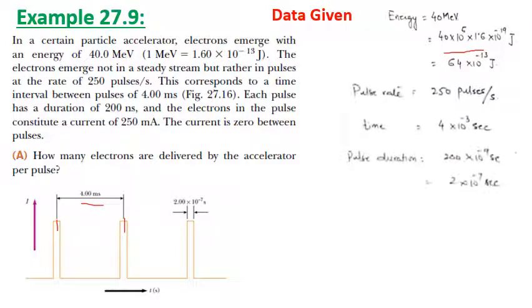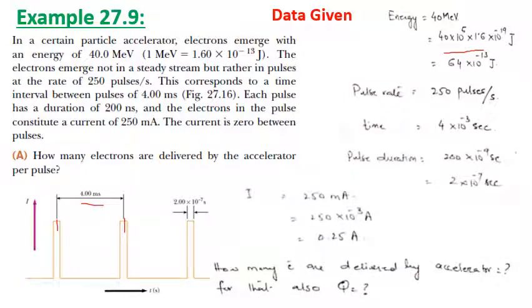Next, pulse rate is 250 pulses per second. Time interval between two pulses is 4 into 10 to the minus 3 seconds. Pulse duration is 200 nanoseconds, so in seconds it is written as 2 into 10 to the minus 7 seconds. Current is 250 milliamps or 0.25 amps. We are to find how many electrons are delivered by the accelerator. This is what we are supposed to find.